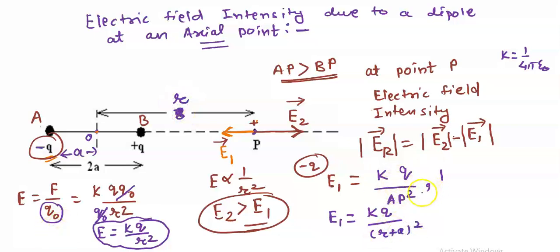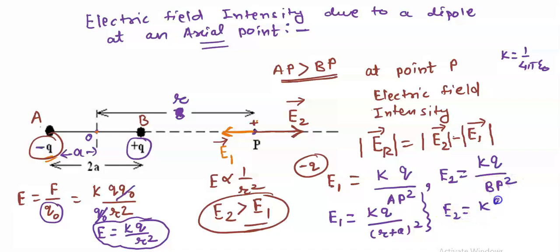Okay, this will be the value of E1. Clear? Then we can find E2, and E2 is the electric field intensity due to this positive charge plus Q at point P. For that, again the same thing: K, magnitude of charge is Q only, divided by the distance square, that is BP square. So this will give you BP square, and in the next step you can write E2 is equal to KQ upon BP.